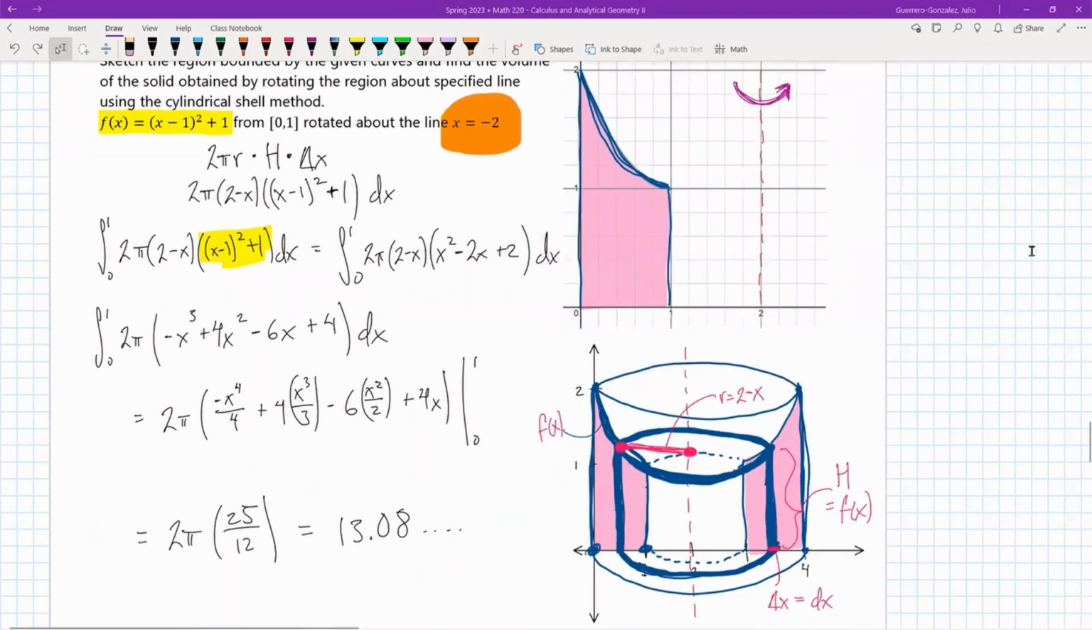We're good. Okay. So the last bit for this section.